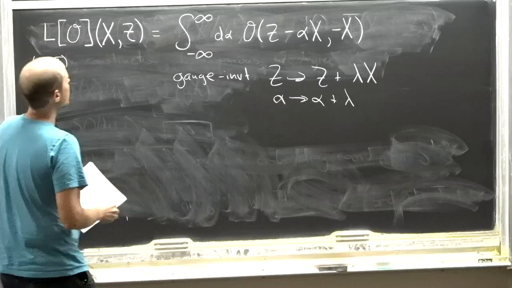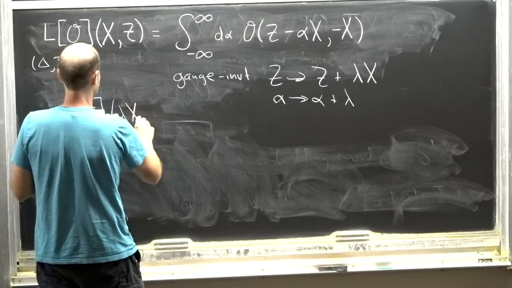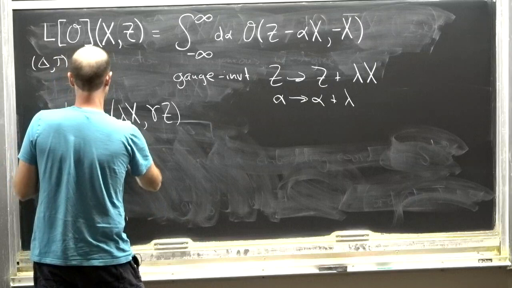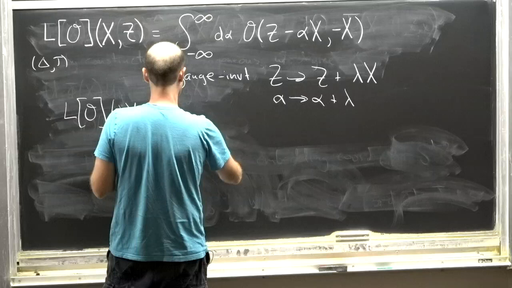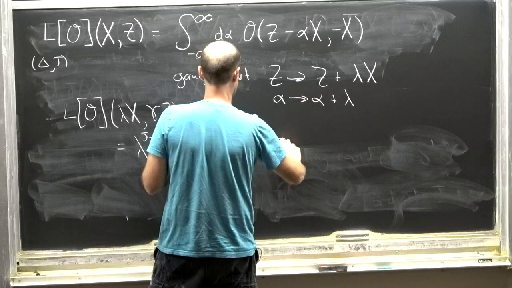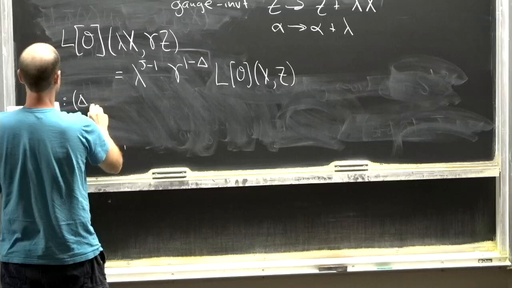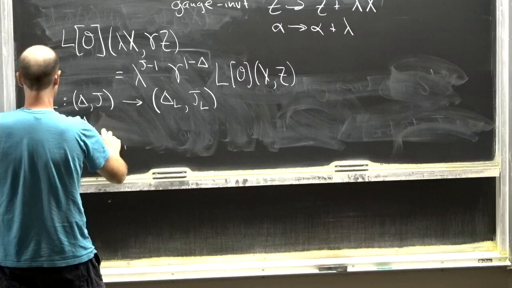Okay, so this funny integral transform does a funny thing to the quantum numbers of O. You can compute the homogeneity of L of O in both capital X and capital Z. You just plug this into this formula, do a little bit of rearranging, I'll leave this as an exercise, and what you find is that it has homogeneity J minus 1 in capital X, and 1 minus delta in capital Z. So the light transform changes the quantum numbers in the following way. If you have an operator with dimension delta and spin J, it becomes an operator with dimension delta L and spin JL, where delta L is 1 minus J, and JL is 1 minus delta.